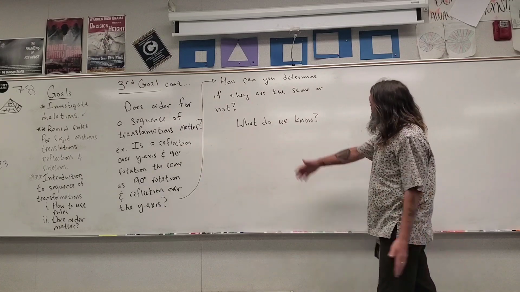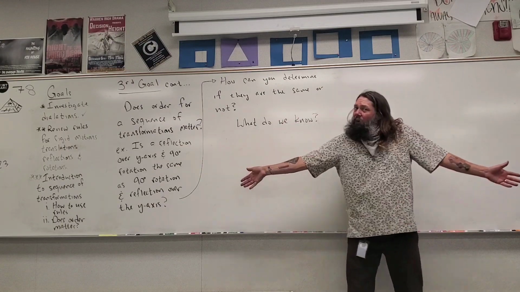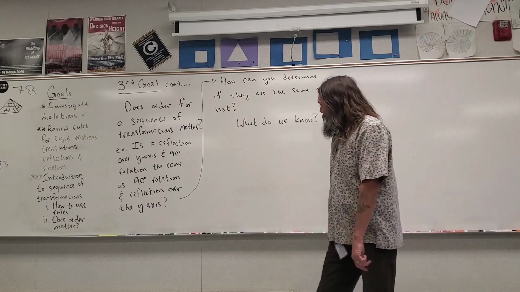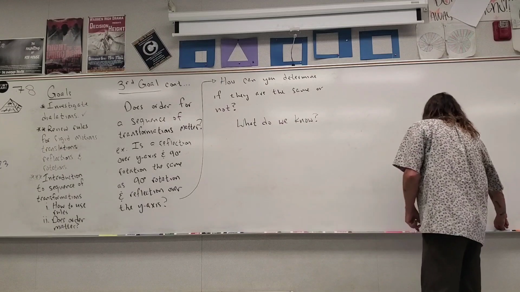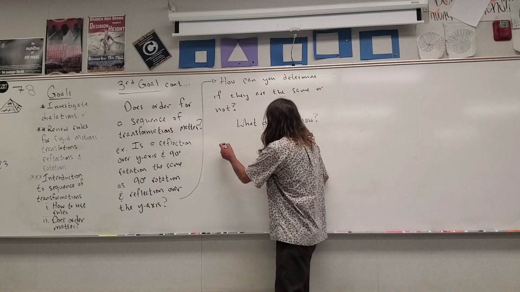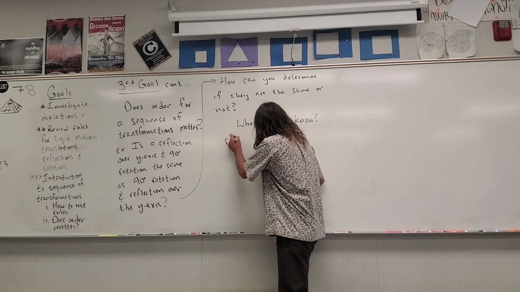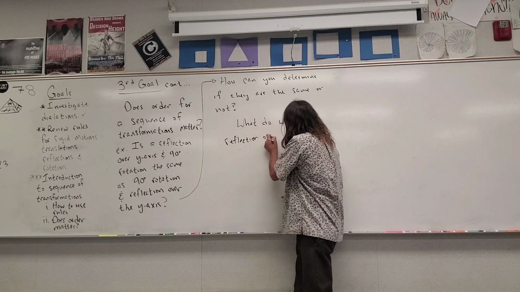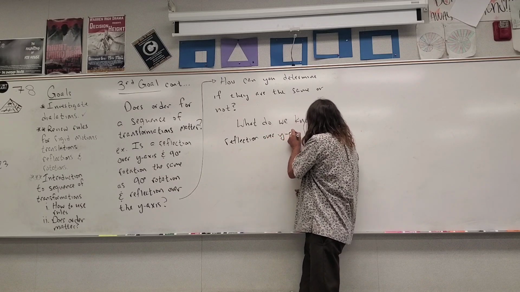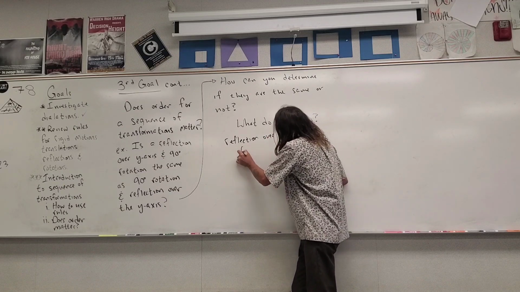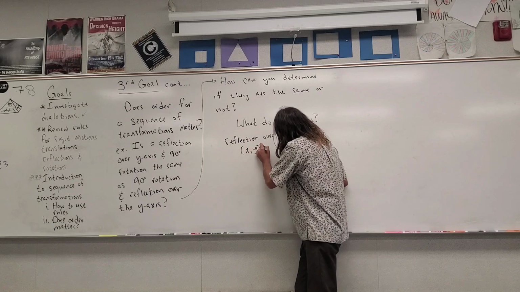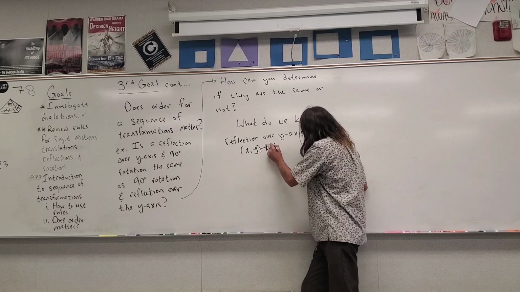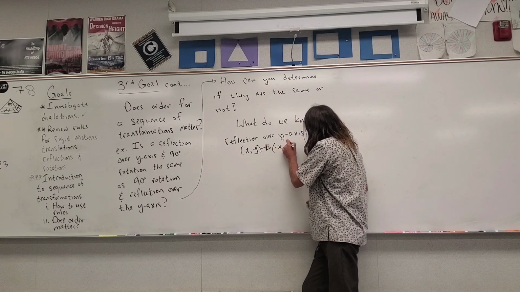to figure out what we know. So how do we determine if they're the same or not? What do we know? The only thing we know are the rules, right? So I know that for a reflection over the y-axis, my x, y is going to change to negative x, comma y.